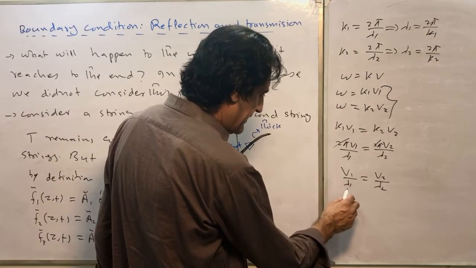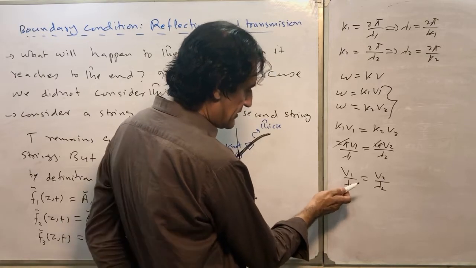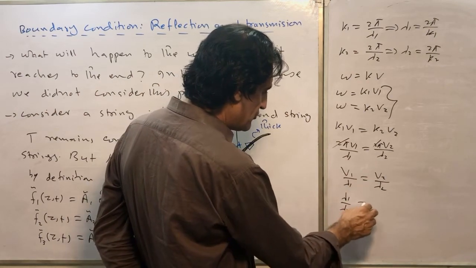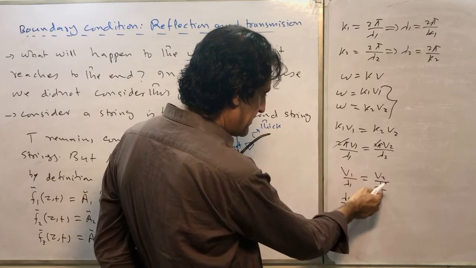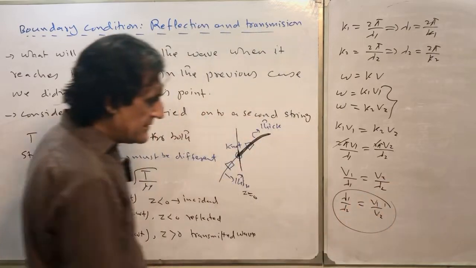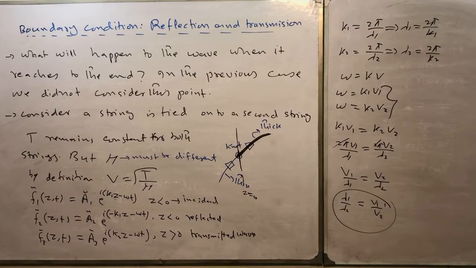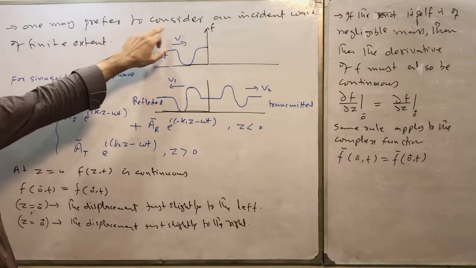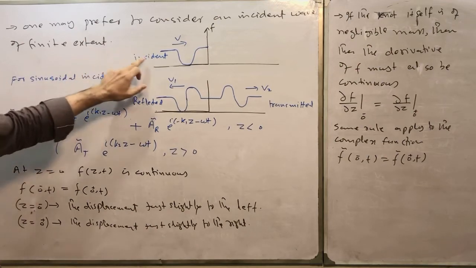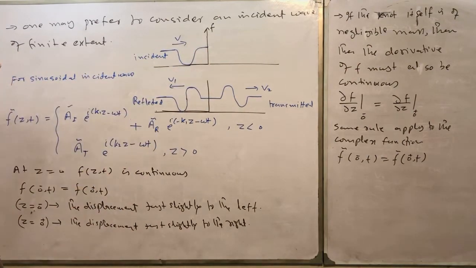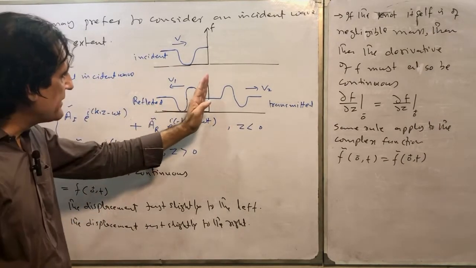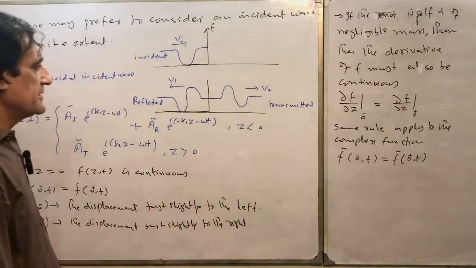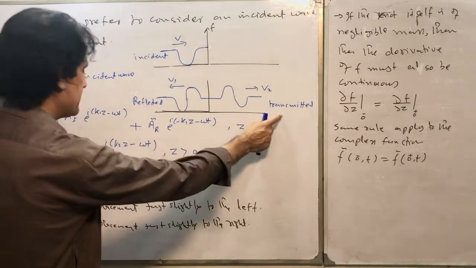Further, if I do some cross multiplication in this equation, then lambda 1 divided by lambda 2 is equal to v1 divided by v2. So this will be the expression. Further, one may prefer to consider an incident wave of finite extent. This is the incident wave which is moving in this direction with velocity v. Then some part of this wave can be reflected back, and some part can be transmitted to the second medium. Then this is the reflected wave and this is the transmitted wave.